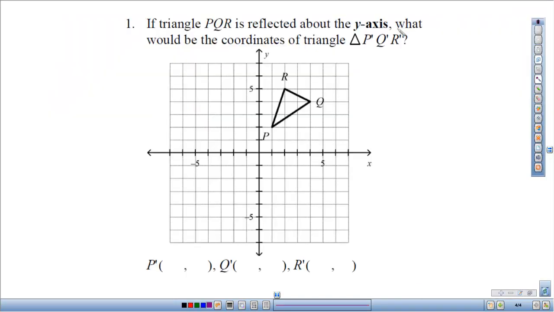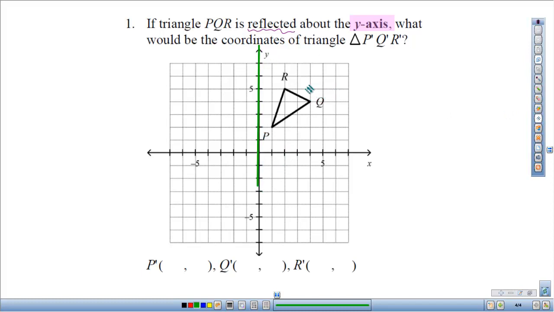Here's number one. They tell us we are going to be reflecting, so the transformation we're going to do on this problem is a reflection. And of course, to do a reflection, we need the line of reflection. They tell us that that line of reflection will be the y-axis. Before I get into this too much farther, I'm going to make sure I highlight the line of reflection. So here is the line that I'm going to use.